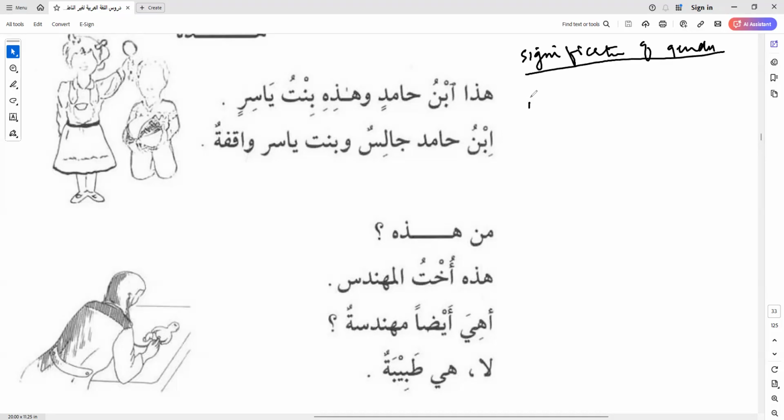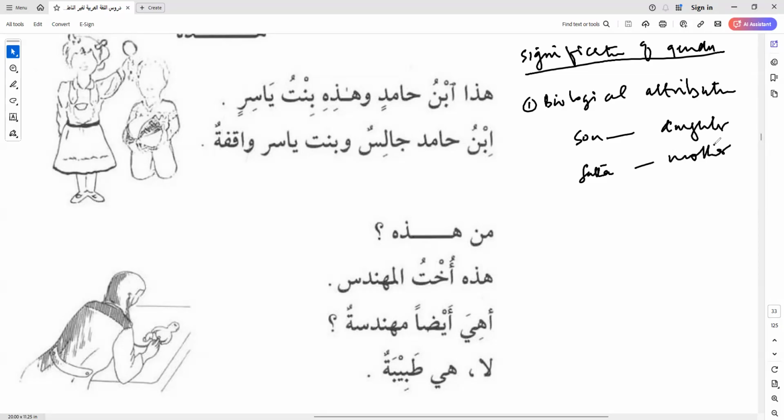So signification of gender is what we call biological attribution, right? That one we know, like son and daughter, father, mother. So that one is easy, like ibnun or bintun. Ibnun or bintun. Very, very important. So that one is easy for us to do.